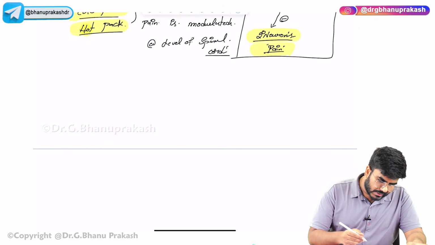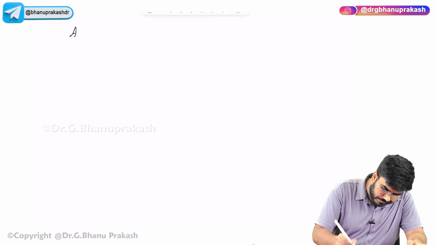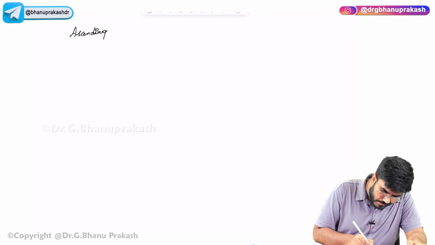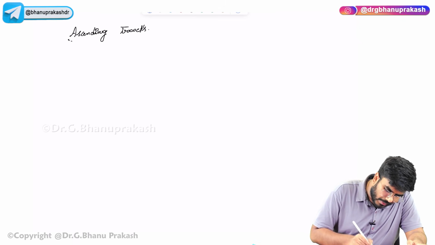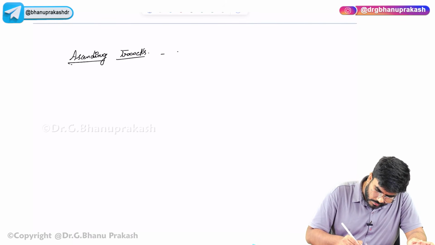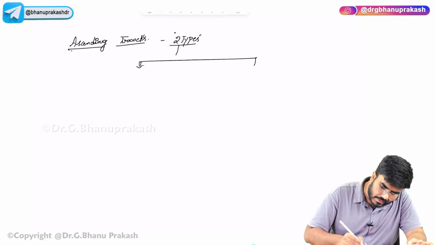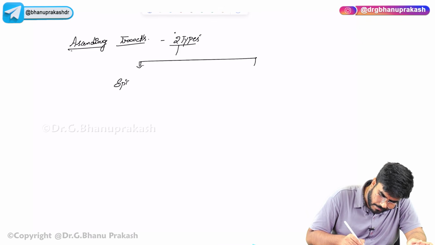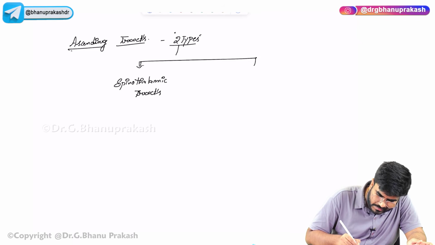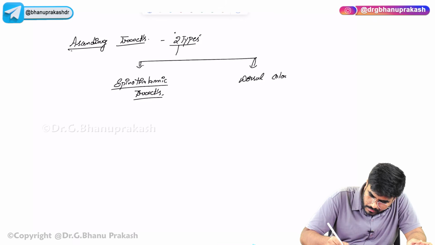Now after this gate control theory, what else I want you to know for your exam is the somatosensory pathways, the ascending tracts. How many ascending tracts are there? Very easy, let's make it as simple as possible. There are mainly two types of ascending tracts. What are they? First one is the spinothalamic tracts, and the second is the dorsal column tracts.